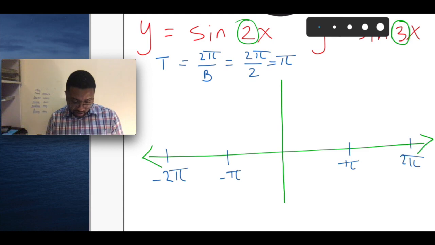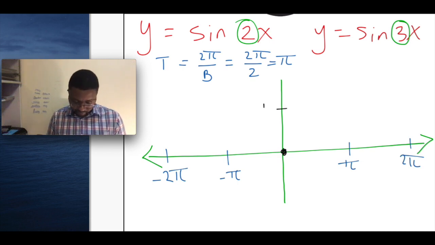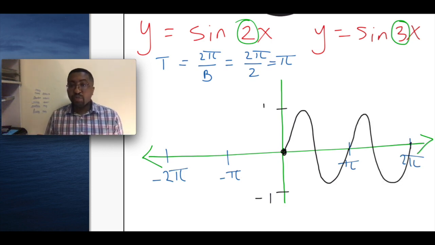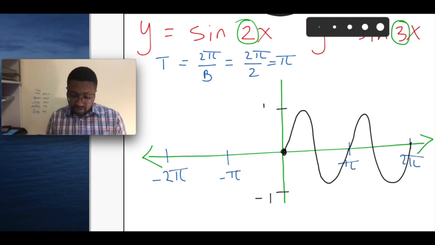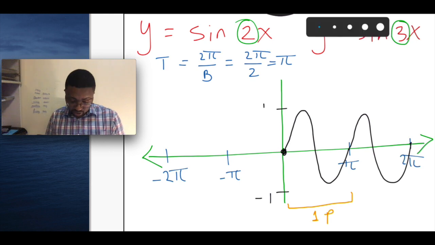So again, it's a sine function. Let me use the black color, so I'm going to start from here. So here the period is pi. So I'm going to go up, come back down. That's 1 period. Okay, then I do the same thing. So I have in 2 pi 2 cycles. Okay, so this is 1 period right here. Okay, and then the same thing goes on the other side.